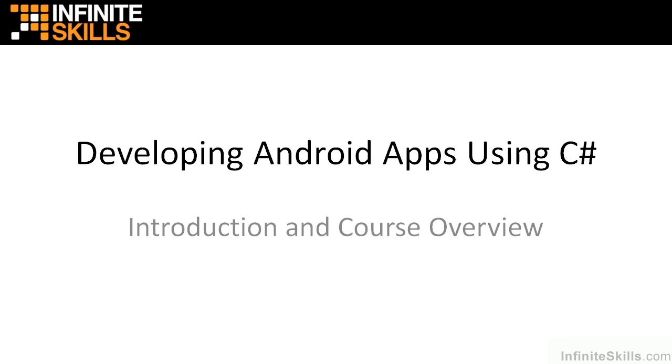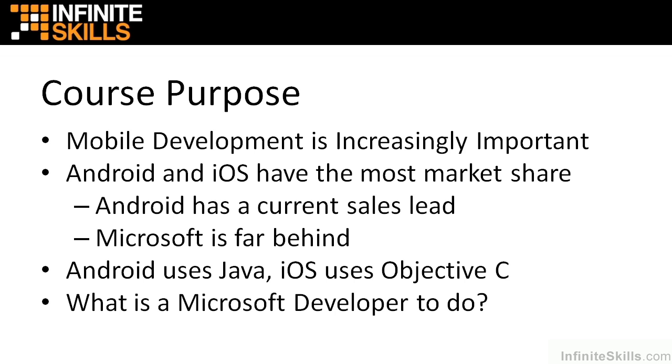In this lesson, we're going to do an introduction and a course overview, and basically let you know what's to come. For developers, the mobile platform is increasingly important. There are more mobile apps being developed now than there are desktop apps. Android and iOS currently have the most market share, and Android has a large sales lead currently. Android uses Java for a programming language, while iOS uses Objective-C.